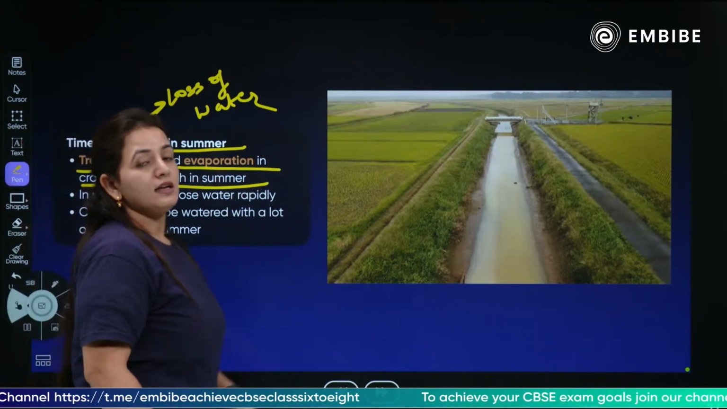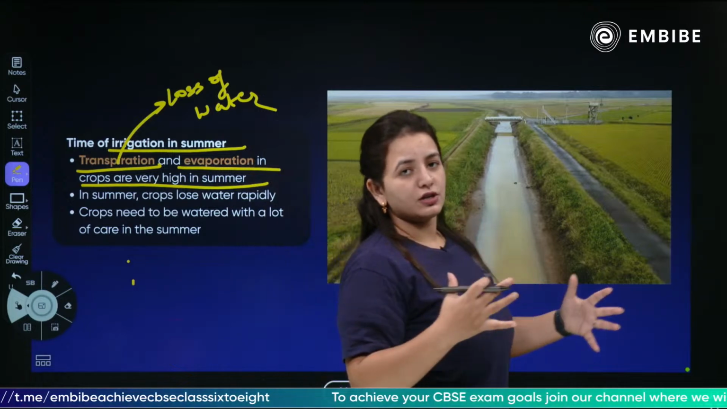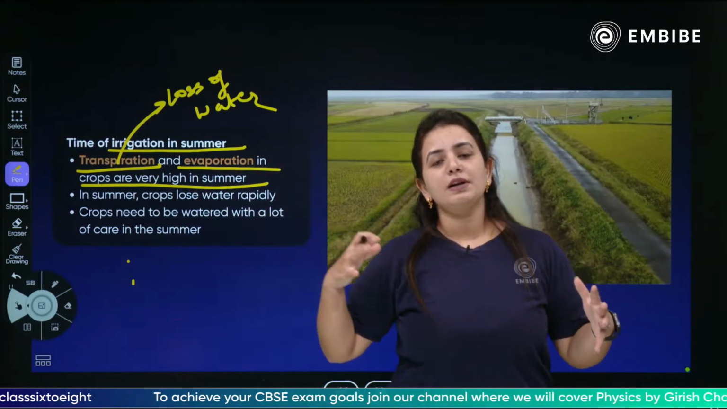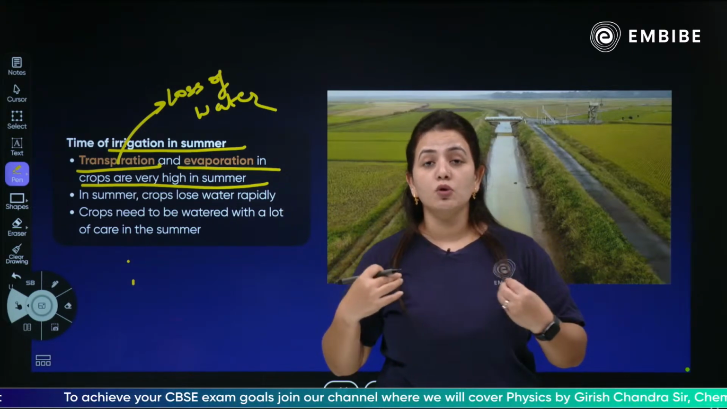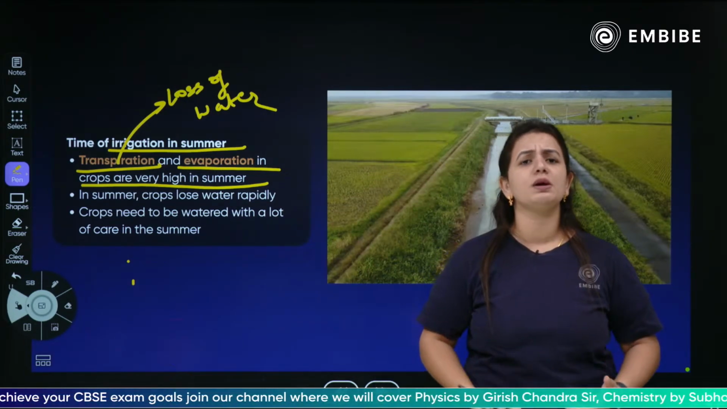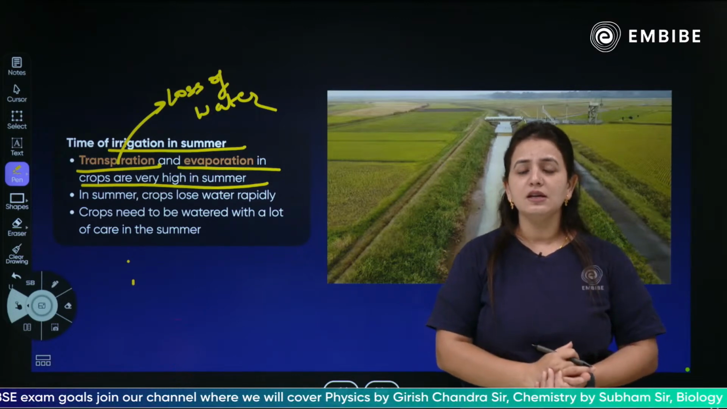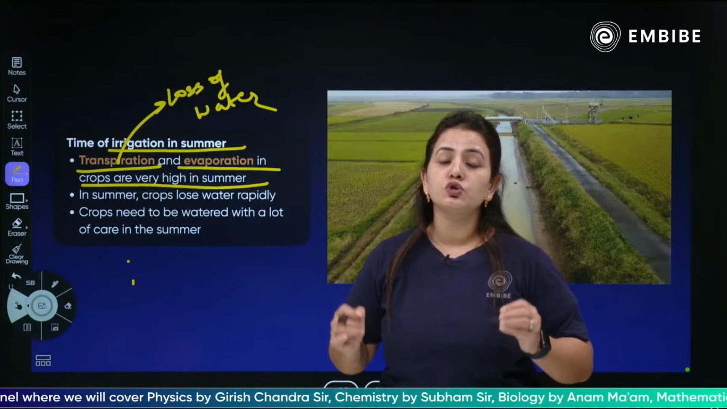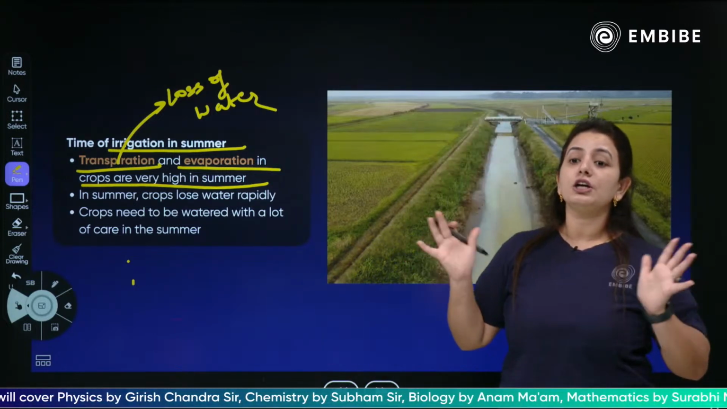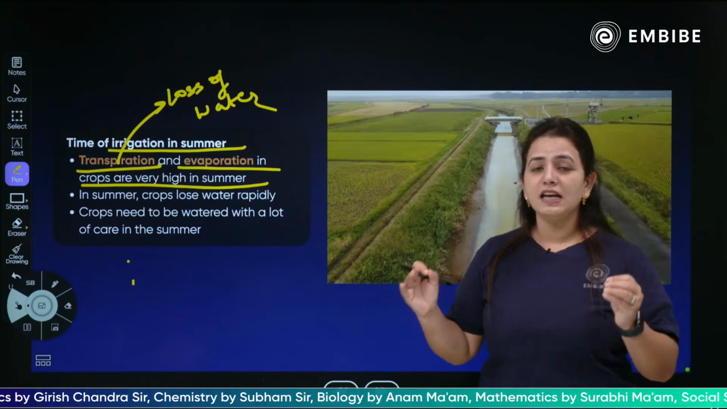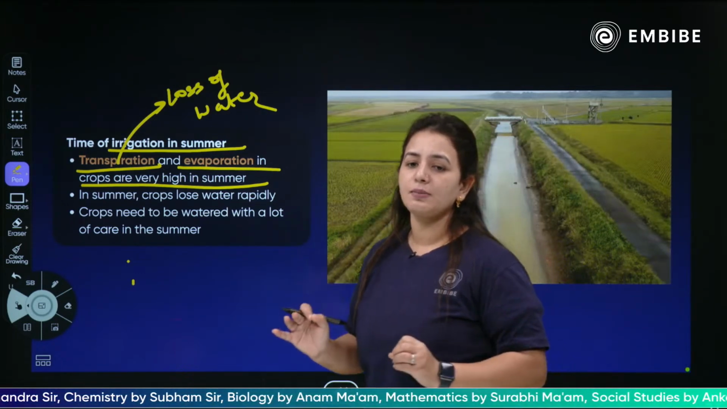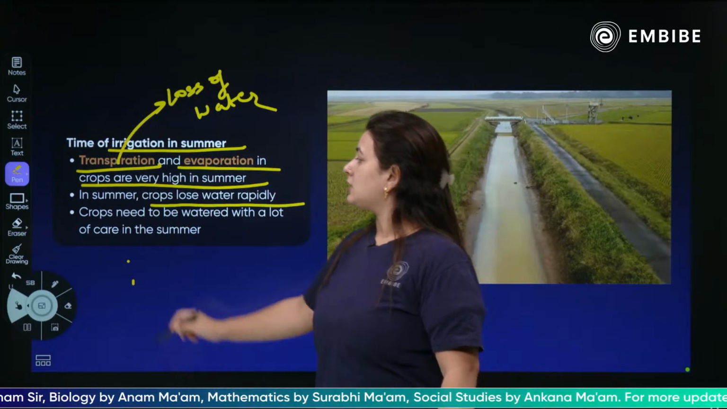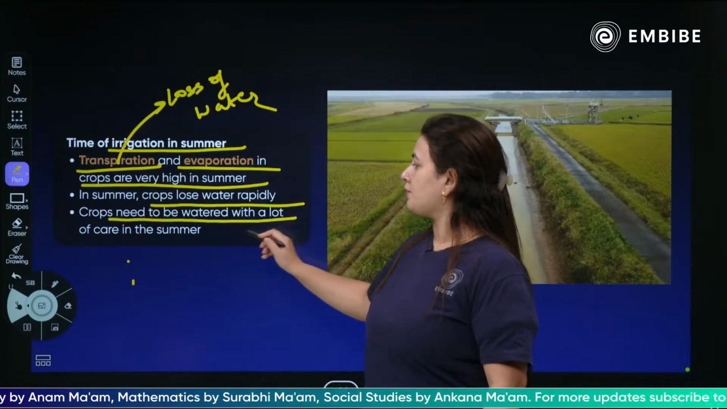Whenever the temperature rises in the external environment, what do you tend to do? You tend to lose more and more water by sweating. You also consume lots and lots of water in summers. Exactly the same is the case with plants. The plants also need enough water during summers. So, the process of irrigation operates at the time of summers. In summers the crops lose water rapidly, so they need to be watered with a lot of care.